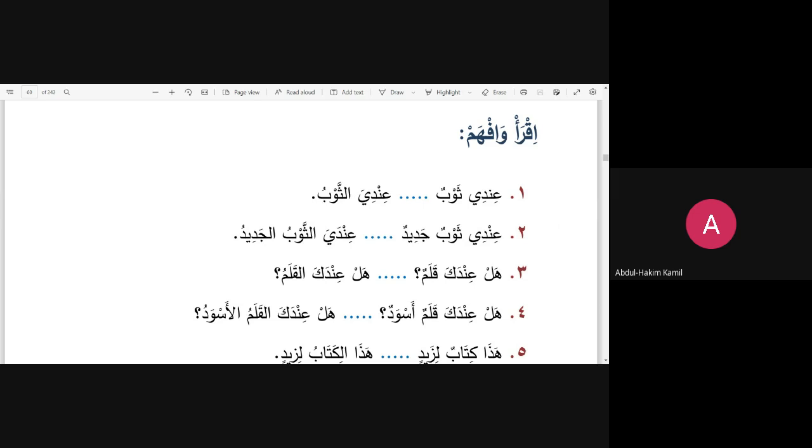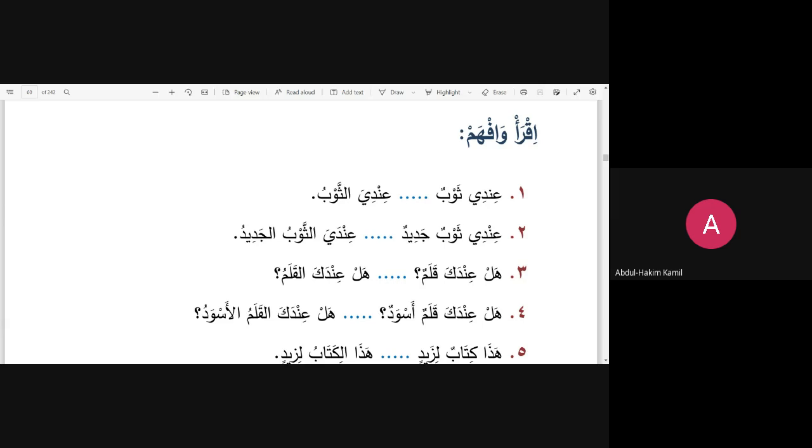Keep in mind, why is it nakira? What's the sign that it is nakira? And keep in mind what indicates that it is ma'rifa. All right? Bismillah, you all read after me. Indi thawbun. Indi thawb, I have a thawb. It has a tanween. Indi al-thawb, I have the thawb.